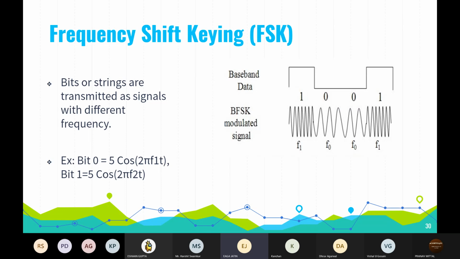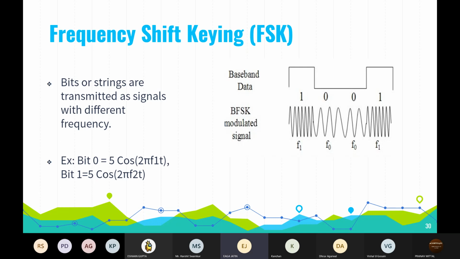FSK. So here in frequency shift keying, if the frequency of the sinusoidal carrier wave is varied or switched depending on the digital input signal, then it is known as frequency shift keying. It is analogous to FM, frequency modulation, which is a type of analog modulation, where we just change the frequency of the carrier wave according to the instantaneous value of the modulating signal.